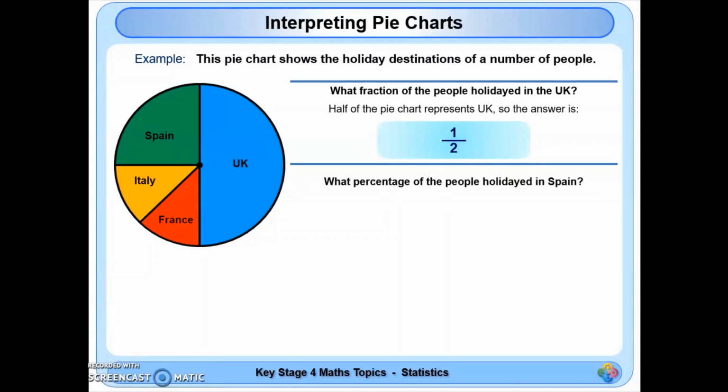What percentage of people holidayed in Spain? So this time the question's changed. It's using the word percentage. We talked before how Spain represents a 90-degree angle, which is 1/4 of the pie chart, 1/4 of 360 degrees. As a percentage, that would be 25%.